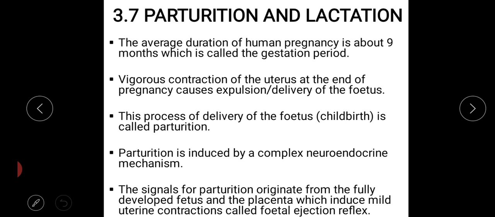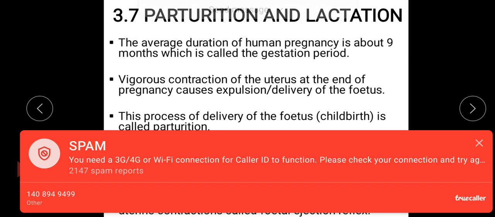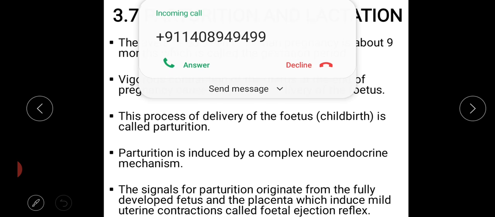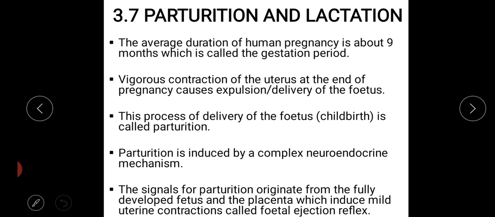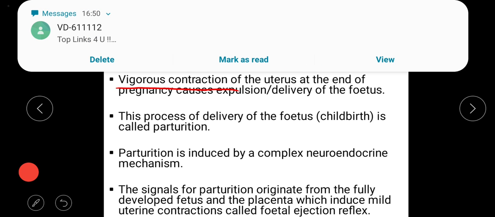So, our today's topic is parturition and lactation. As we have discussed in earlier classes, students, the average duration of human pregnancy is about what? It is about 9 months, and this 9-month duration of the baby's development is known as the gestation period. Gestation period.